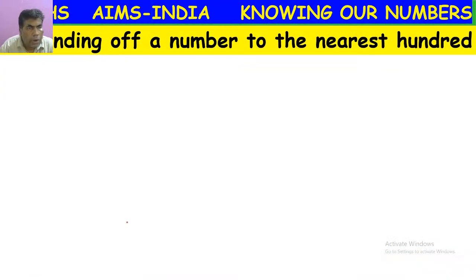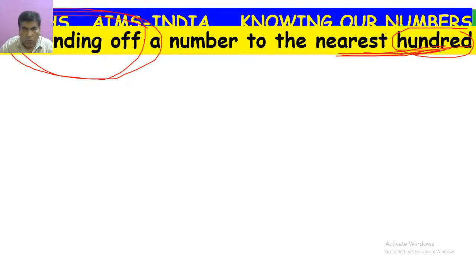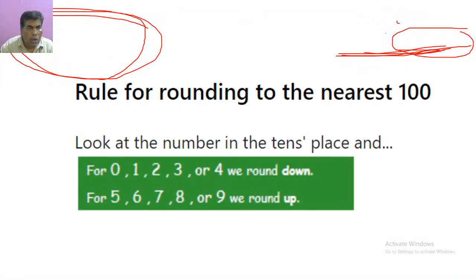Next, rounding off a number to the nearest 100. Already I have told you that rounding off is not the same for all questions. In the previous example, they asked for the nearest 10, but here they are asking for the nearest 100. So how to do this? What is the rule here?